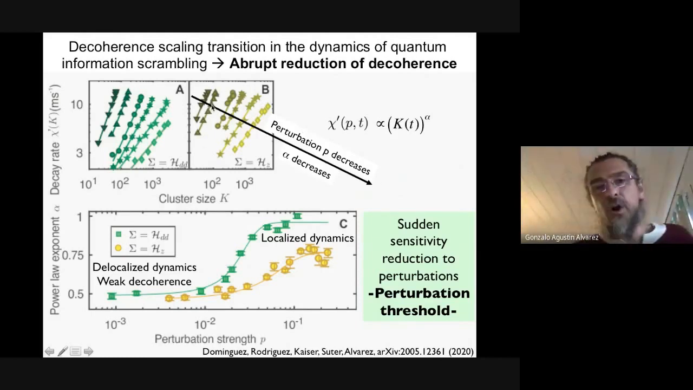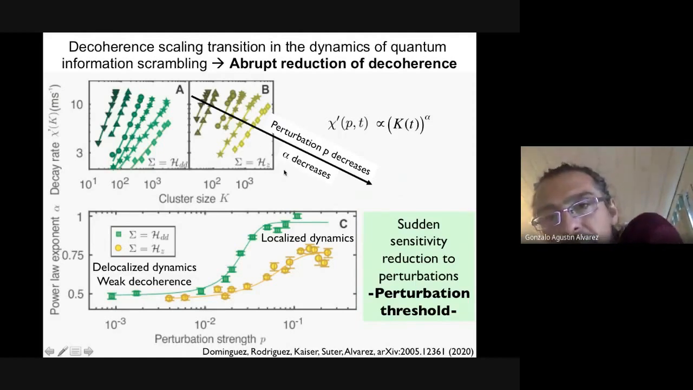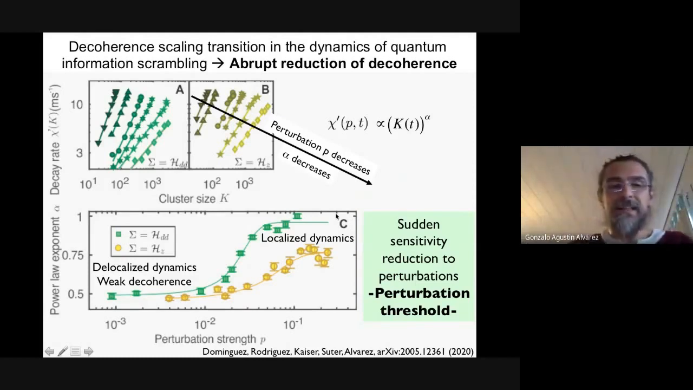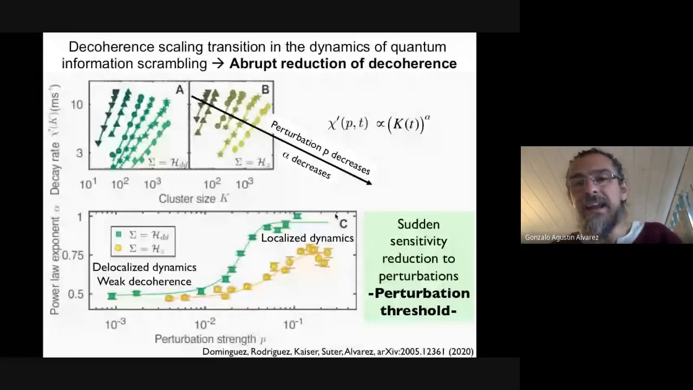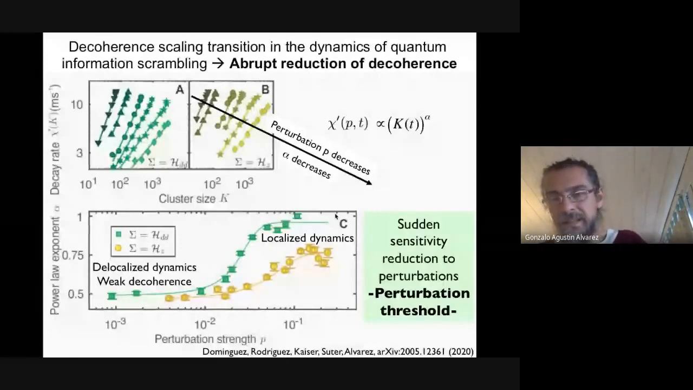And we can see that the slope, this is a log-log scale, starts to decrease by reducing the perturbation strength. So that means that the power law exponent decreases with decreasing perturbation strength. In this plot below, I'm showing you the power law exponent as a function of the perturbation strength. And we can see that in the localization regime, we have a large exponent that is almost 1. That means that the decoherence rate scales linearly with the number of correlated spins.